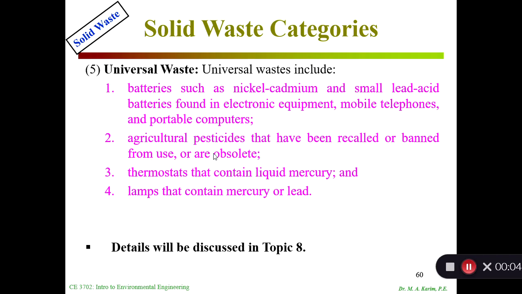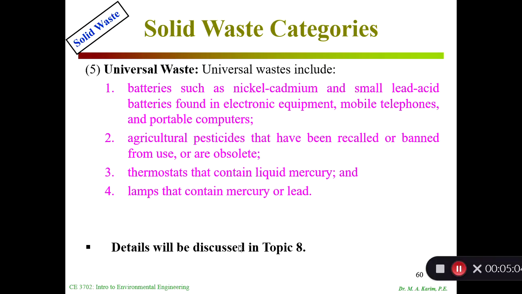Universal waste. Basically there are 4 types of universal waste. Batteries such as nickel cadmium and small lead acid batteries found in electronic equipment, mobile telephones, and portable computers. Agricultural pesticides that have been recalled, banned from use, or are obsolete. Thermostats that contain liquid mercury, and lamps that contain mercury or lead, such as fluorescent bulbs, right? So universal waste is a kind of hazardous waste, but waste that has a potential for recycling is usually demarcated as universal waste.